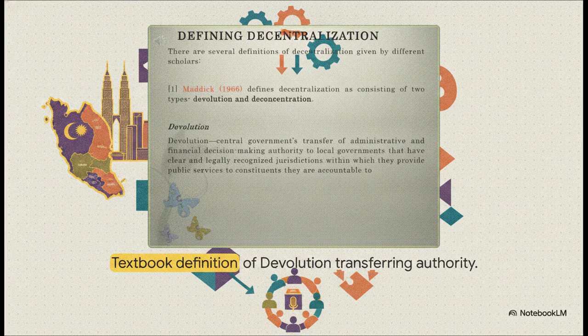Now, what's really interesting here is the textbook definition of devolution. This is the real deal. It's the central government's formal transfer of administrative and financial decision-making authority to local governments. These aren't just field offices. They have clear, legally recognized jurisdictions, and they're fully accountable to the constituents they provide public services for. Basically, think of them as autonomous entities created by law.